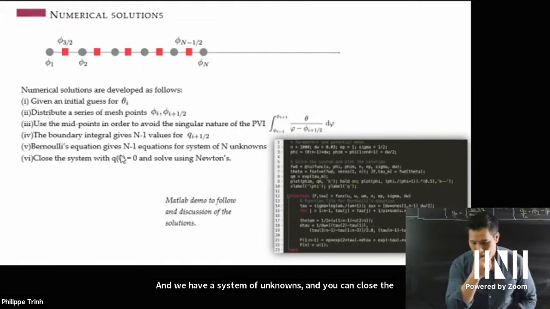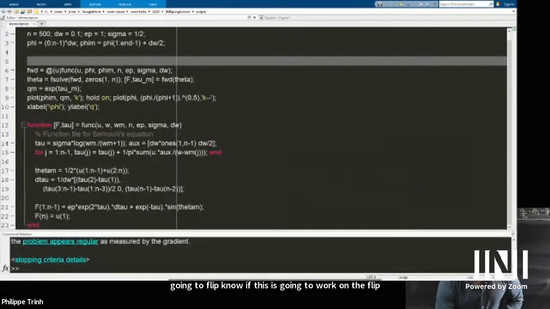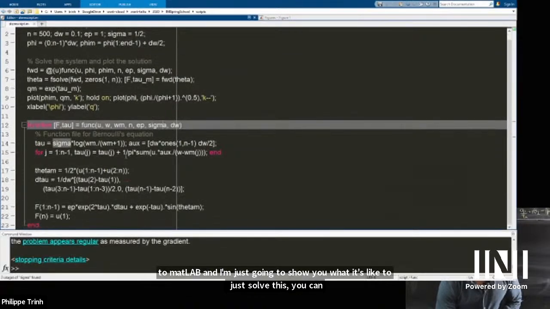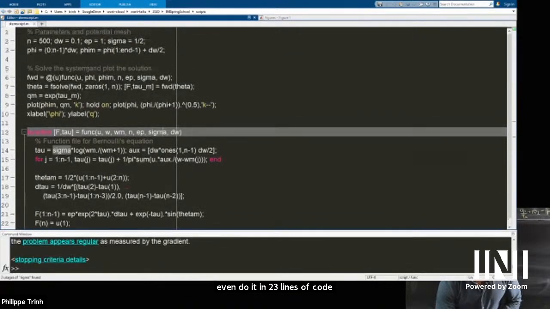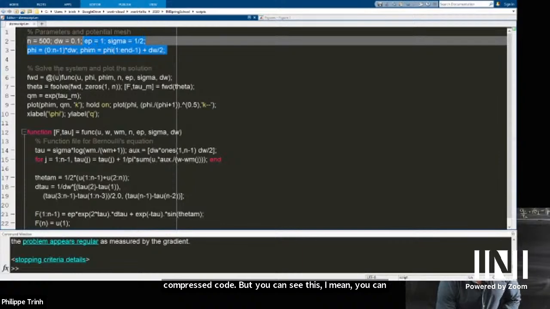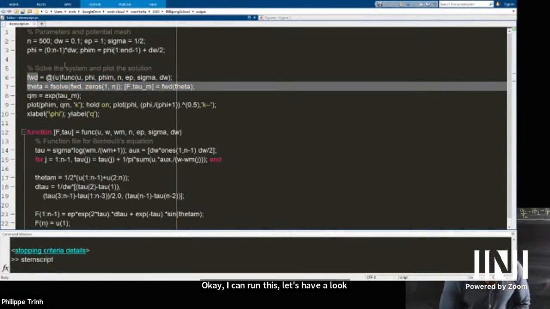Now I'm going to flip to MATLAB, and I'm just going to show you what it's like to solve this. You can even do it in 23 lines of code that I've written. It's really compressed code, but you can read it over on your own time. I set out the mesh points and solve with Newton's method for the differential equation. I can run this. Let's have a look. This is pretty fast.